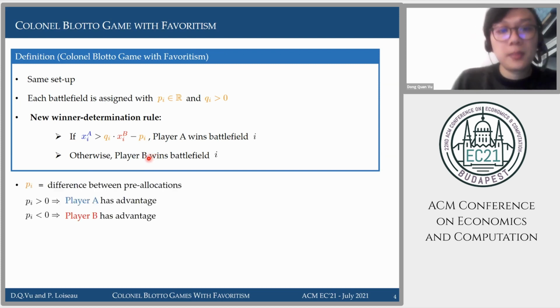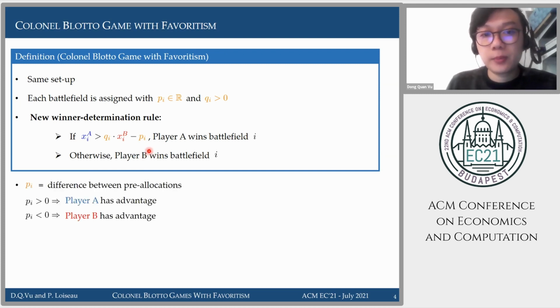So in this model, PI represents the difference between the pre-allocation of the players. So if PI is a positive number, that means we subtract a positive quantity from the allocation of player B. It's player A who has the advantage. Conversely, if PI is smaller than 0, then it's player B who has this advantage.